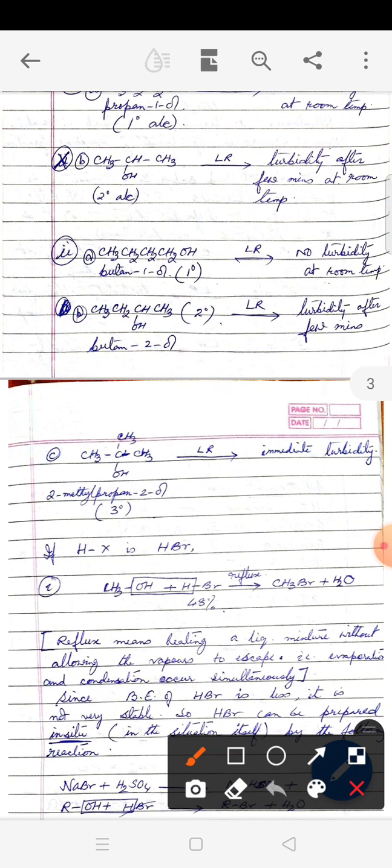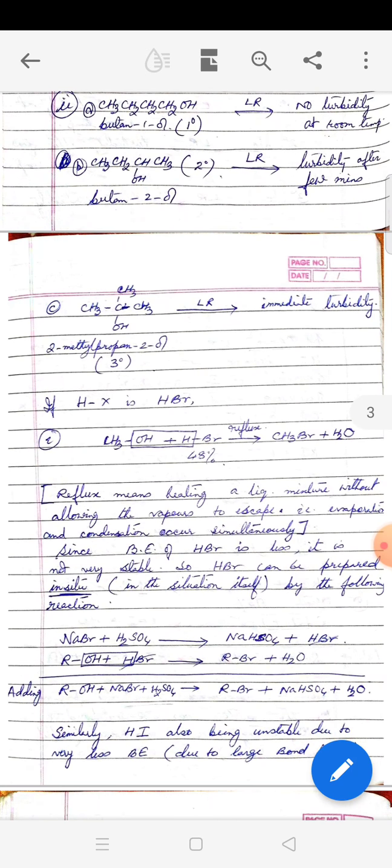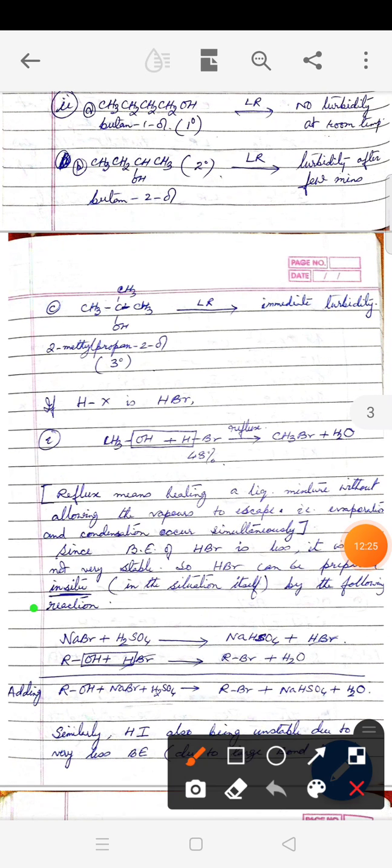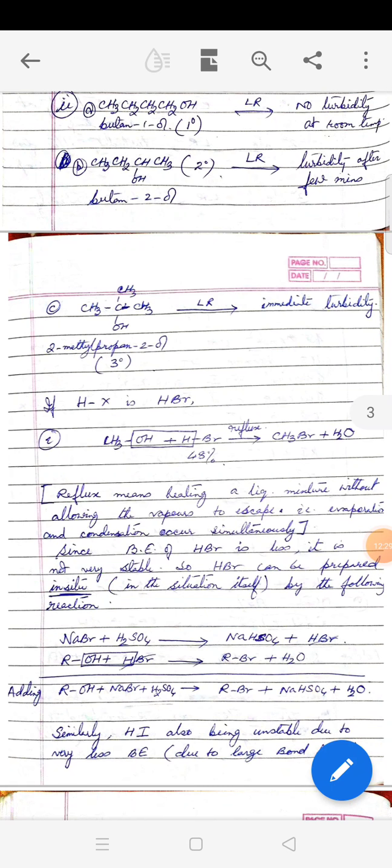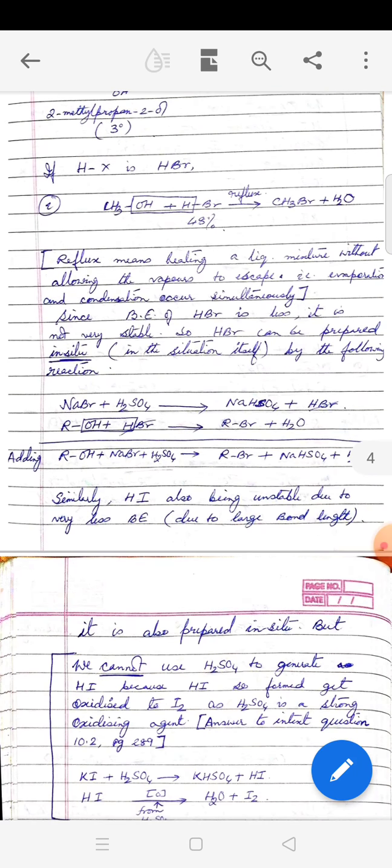But the problem with HBr is you cannot prepare HBr beforehand because it is a very unstable compound. So whenever we need HBr, we have to prepare it in the system itself, and we use the term in situ, in the situation itself. Now how do we prepare HBr in situ? To prepare HBr in situ, we need NaBr or KBr, and we treat it with sulfuric acid.